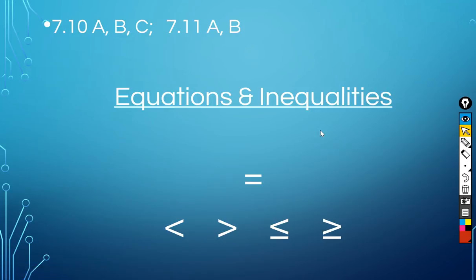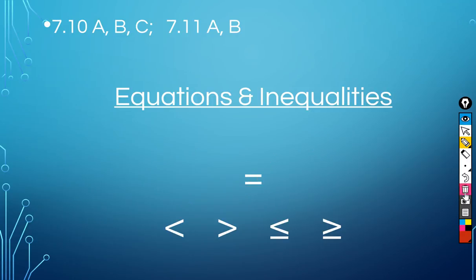So anytime that you see, and remember this is an equal sign right here, anytime you see an equal sign, that is an equation. What that tells you is that whatever is on the left side of the equation is going to equal the right side of the equation. So now we're manipulating both sides of the equation. No longer will we just look at one side.